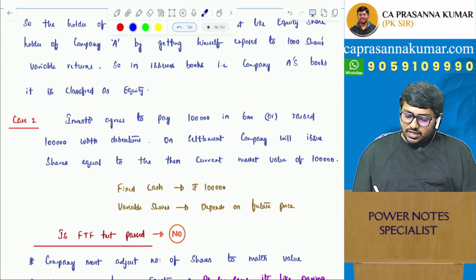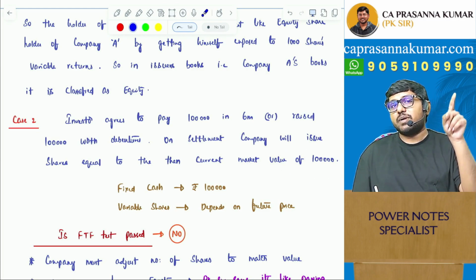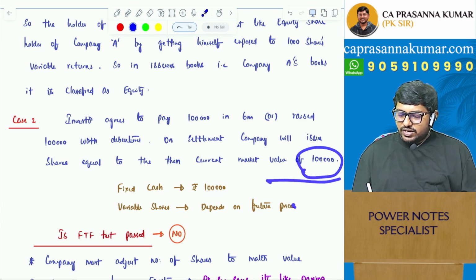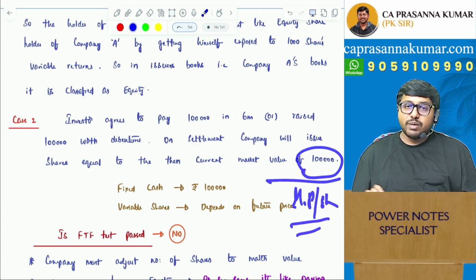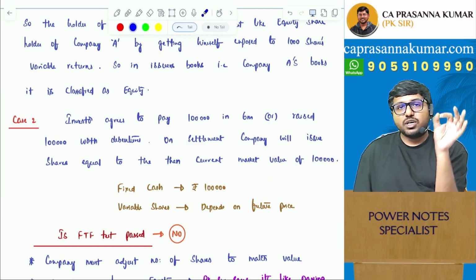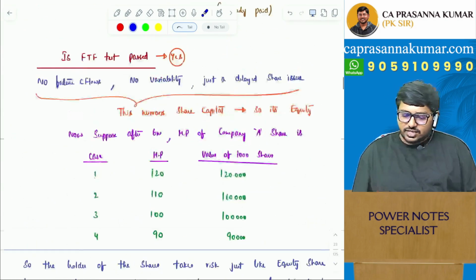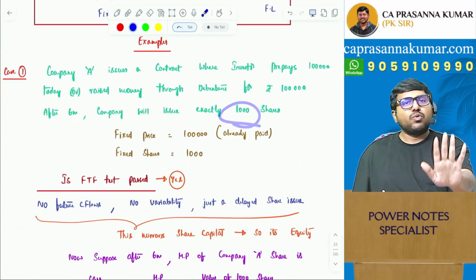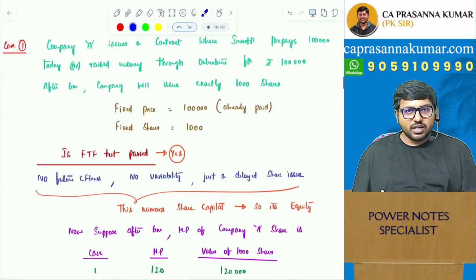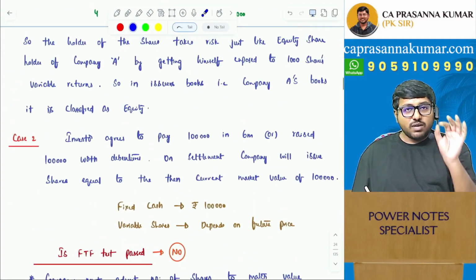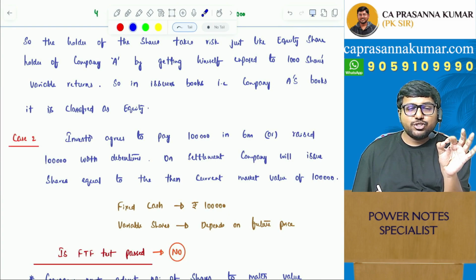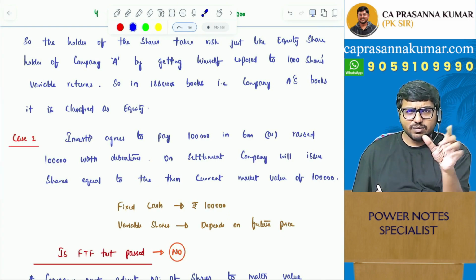Nope. It will depend upon the market price per share. This 1 lakh divided by market price per share will give you the number of shares, which I don't know. So it is absolutely variable in nature. Unlike the earlier example where it was fixed that I'm going to give you only 1000 shares irrespective of the market value, correct? Whereas now, what market value will make sure that exactly it will touch 1 lakh, because that's what you paid me, right?